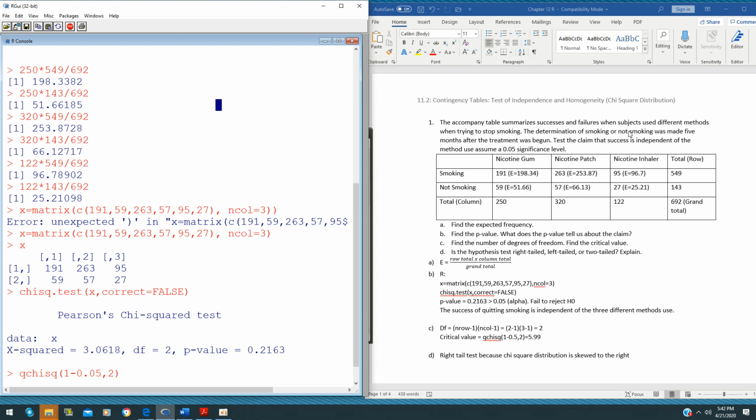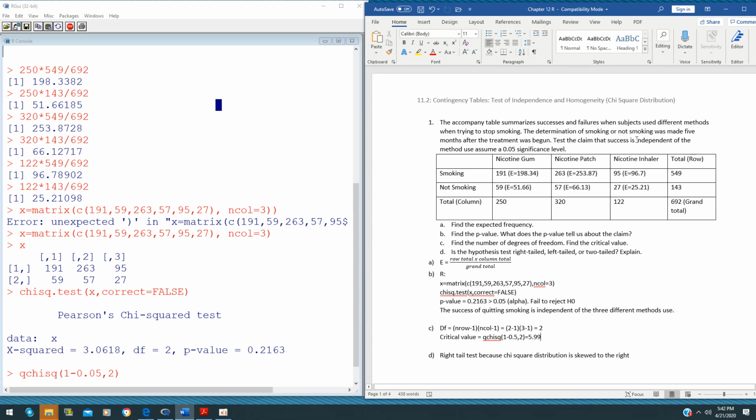Okay. To determine if smoking or not smoking was made 5 months after treatments began. So the claim in this case is to test whether success is independent of the method used, assuming a 0.05 significance level. So this is a test of independence, since the question is calling us to test independence. What is that telling us? That you want to figure out if quitting smoking or not is independent of or dependent on the methods you use here.